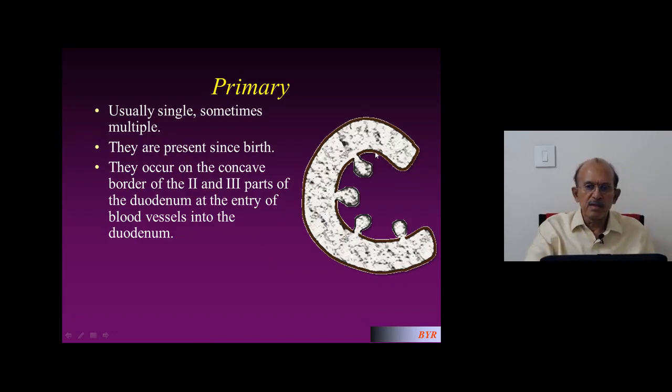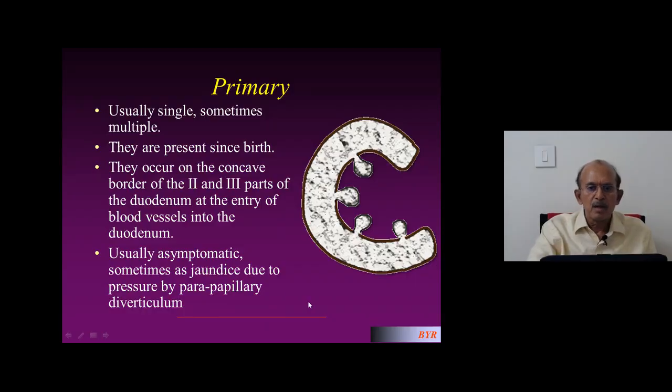So vessels coming from this pancreaticoduodenal artery pass through the duodenal wall. From where they pass through that opening, this pouch of mucosa projects out. Usually they are asymptomatic. Sometimes they manifest with jaundice due to pressure by the parapapillary diverticulum. This diverticulum can press over the papilla of Vater or terminal part of the bile duct, producing obstructive jaundice.